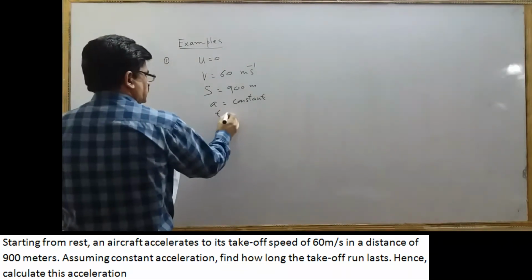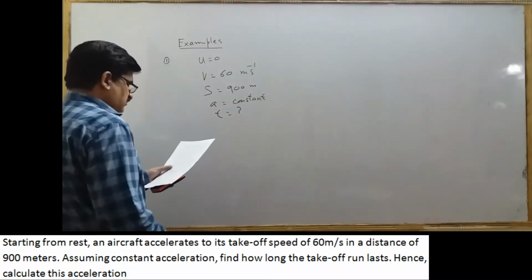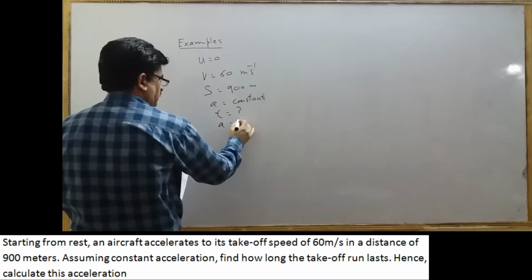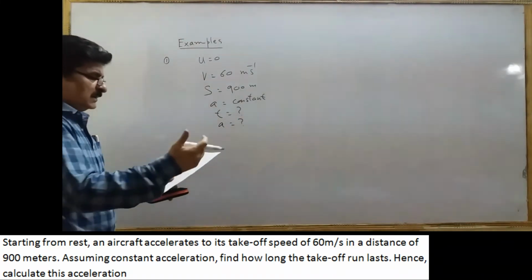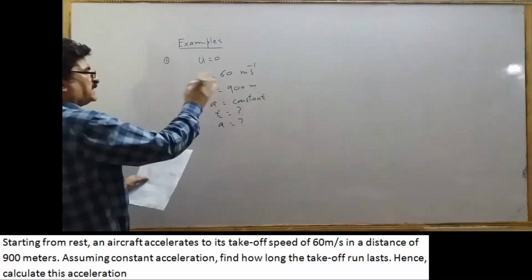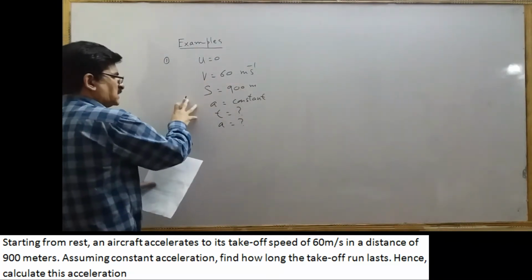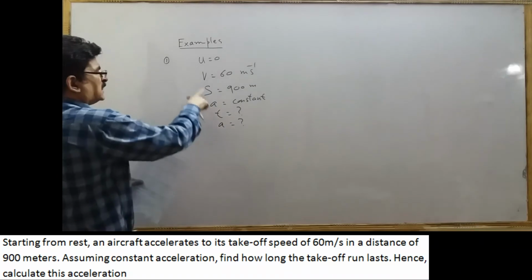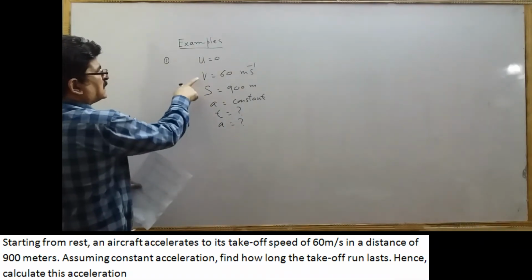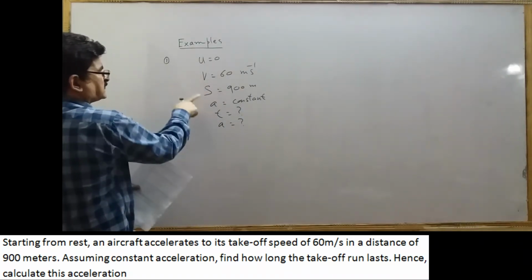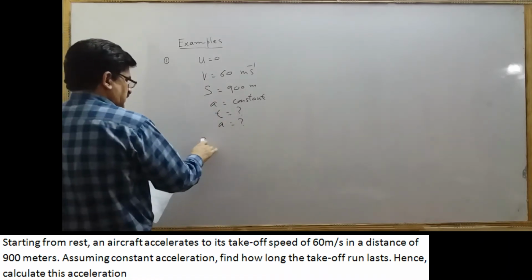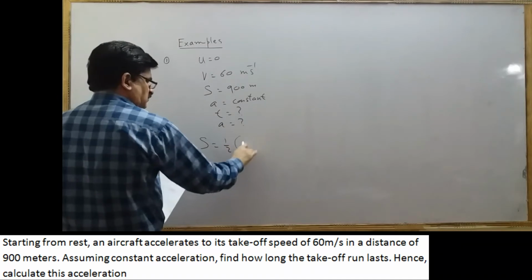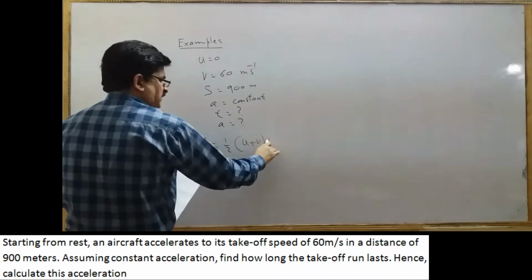How long means you need time, and also you are asked to find acceleration. Now you will see the 4 equations of motion and you will select which will be applied over here according to the situation. Now the equation of motion involving initial velocity, final velocity, displacement and time, you know, is s is equal to 1 over 2 (u plus v) into t.